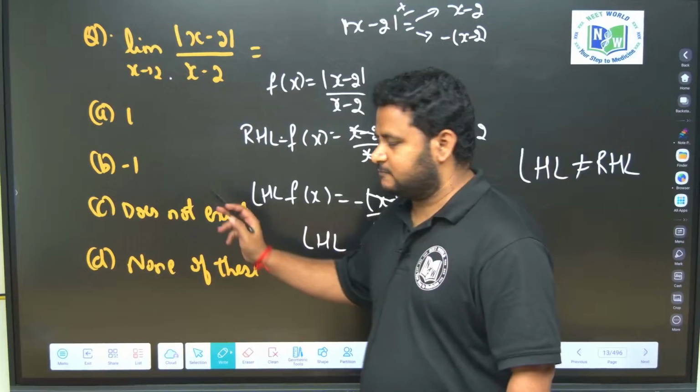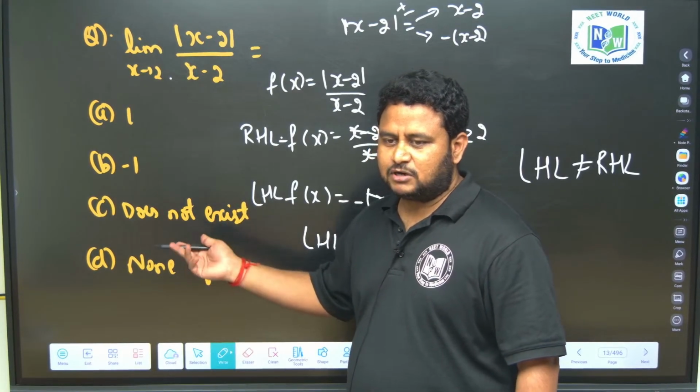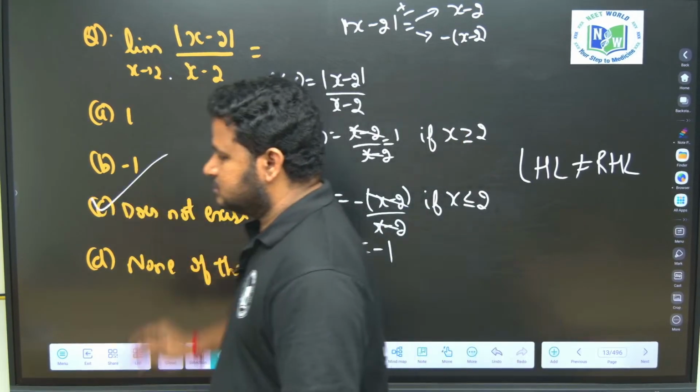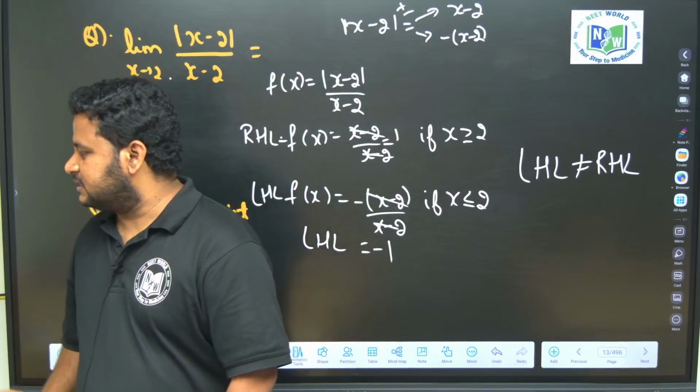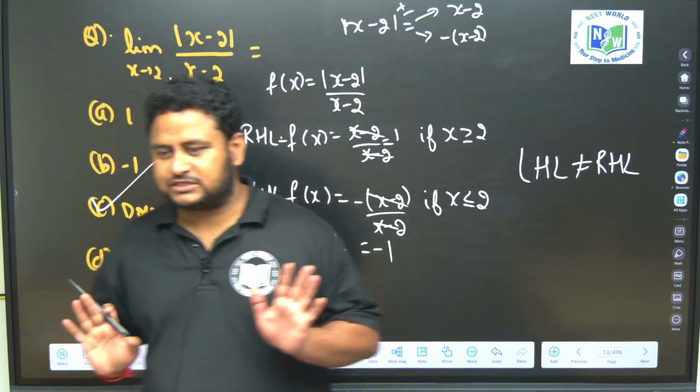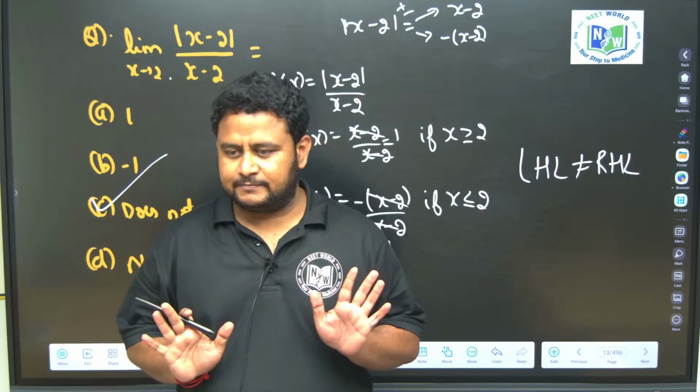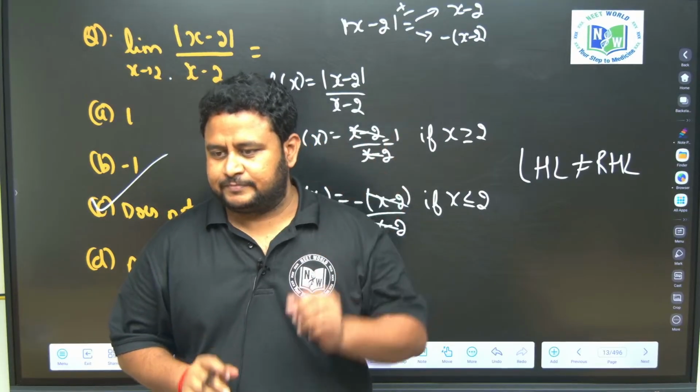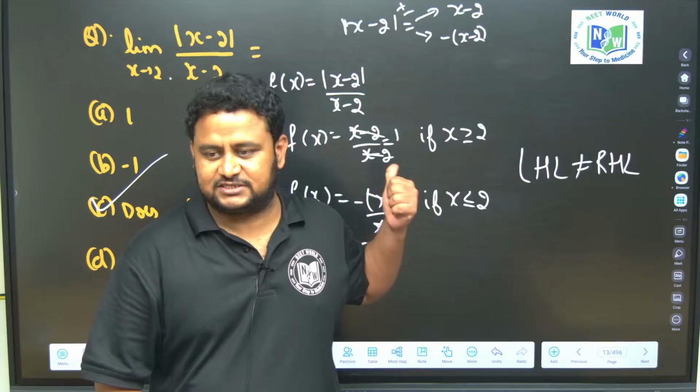So the answer is what? The answer is option C. Got it? So the answer is option C. So the limit does not exist. Understood why it is option C? Any difficulty? Just based on the concept of limit, the question has come.